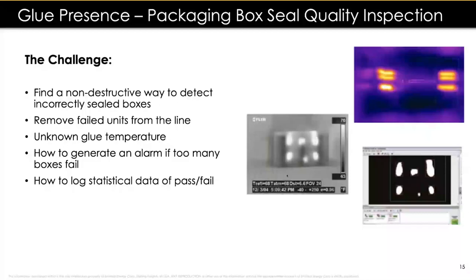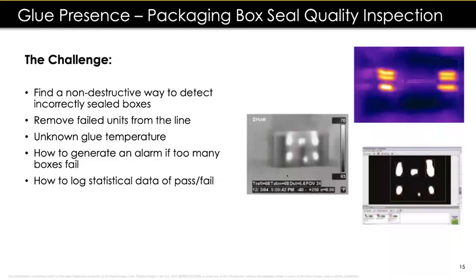So the challenge here is for packaging boxes and looking at seal quality inspection. We had cardboard boxes and plastic boxes as well, where they were married. What we wanted to do was validate the glue. So the challenge was to find a non-destructive way to detect incorrectly sealed boxes. We want to remove these units from the line, of course.